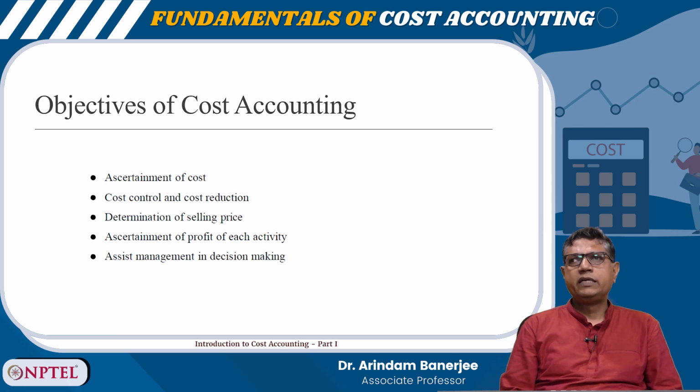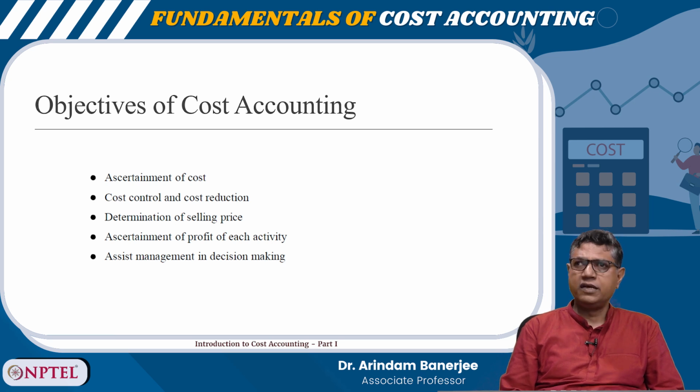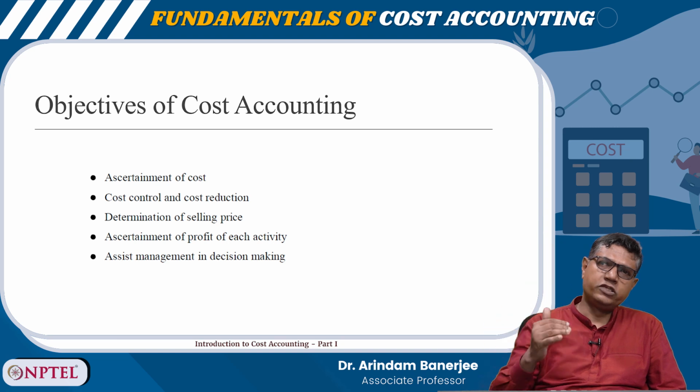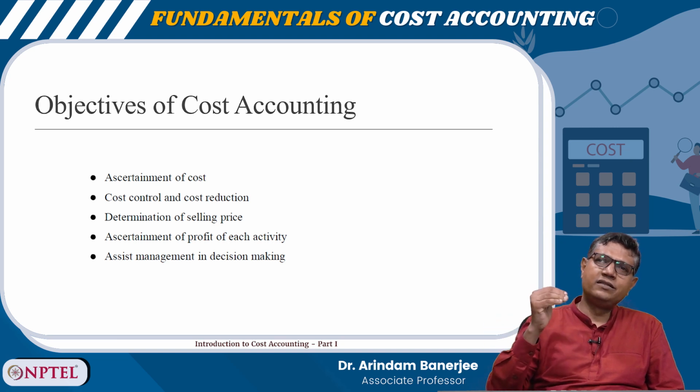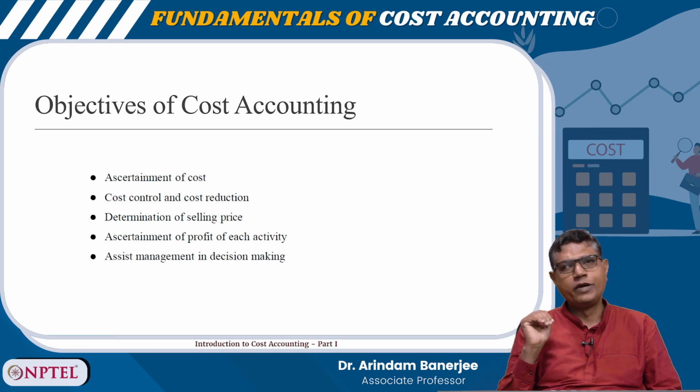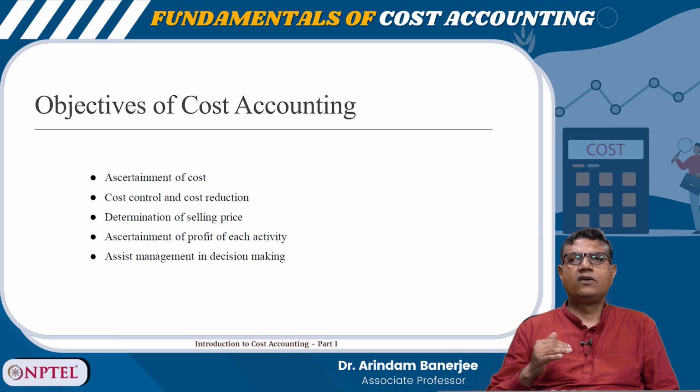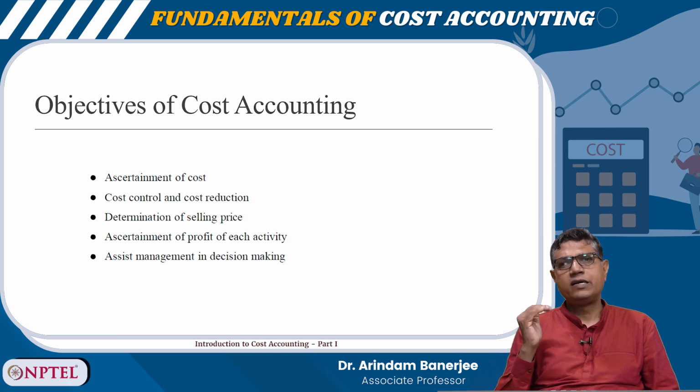So, what is the objective of cost accounting? The objective of cost accounting is, first, of course, ascertainment of cost. This ascertainment of cost is usually done under a basic structure. Under a basic structure, the costs are usually divided into two categories. One is called the direct costs and the second one is called the indirect costs. What are the direct costs? Direct costs are the costs which are directly attributable to the final product.